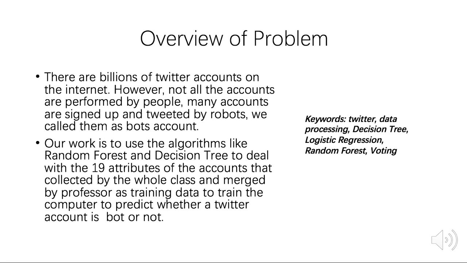Let's move to the overview of the problem. There are billions of Twitter accounts on the internet. However, not all the accounts are operated by people. Many accounts are signed up and tweeted by robots. We call them bot accounts. Our work is to use algorithms like random forest and decision tree to deal with the 19 attributes of the accounts that were collected by the whole class and merged by the professor as training data, to train the computer to predict whether a Twitter account is a bot or not.